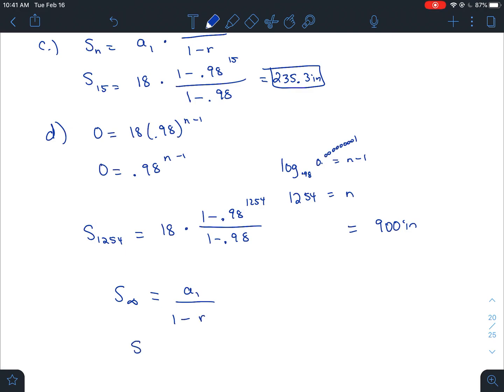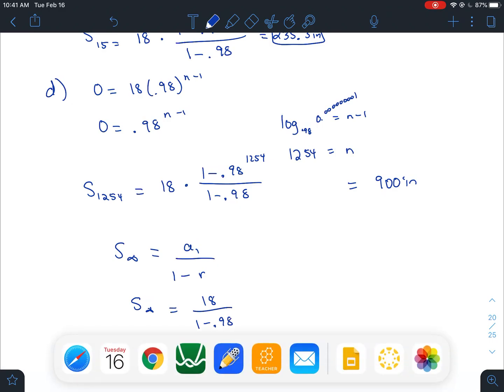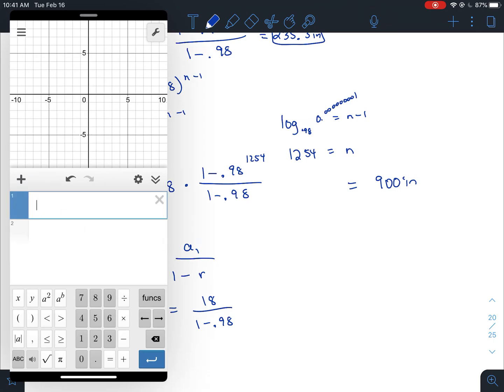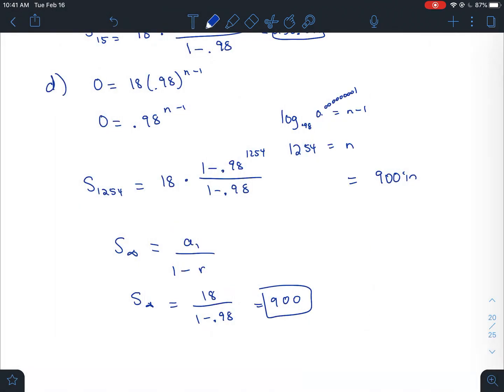So another way we could do this, if we wanted the sum of the infinite number of swings of this pendulum, you would take the first swing divided by 1 minus the common ratio. And we should also get 900 if we do it this way. So let's take 18 divided by 1 minus 0.98. And notice we get 900 if we did an infinite number of swings. So it'll work either way.